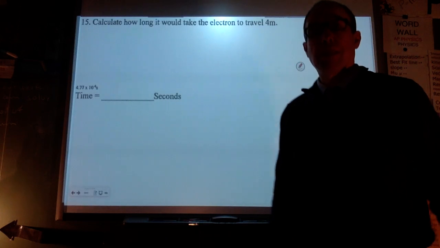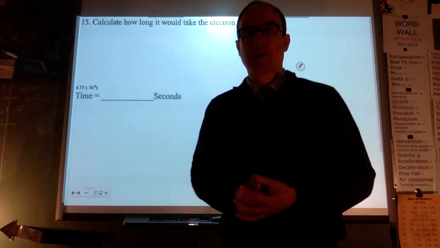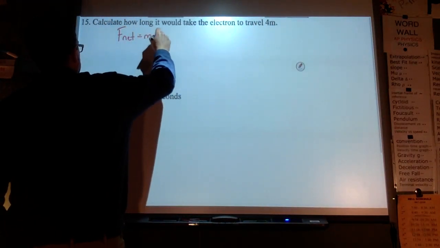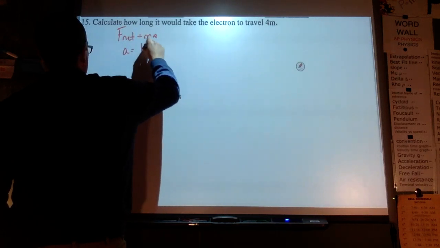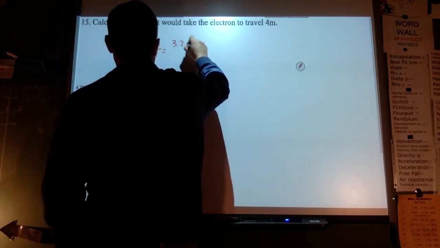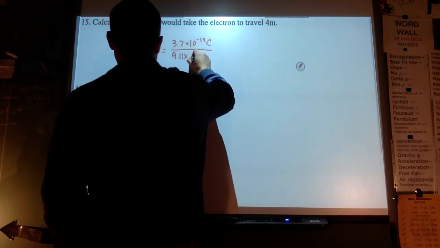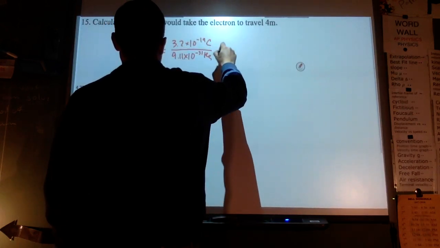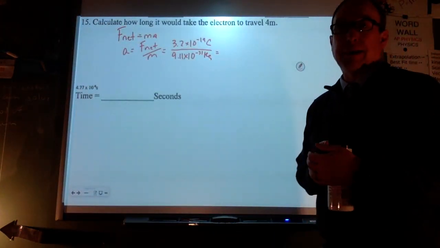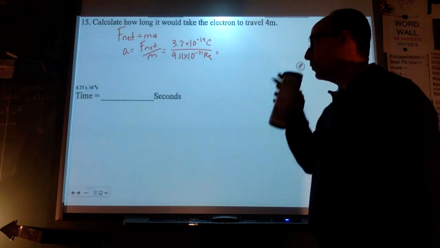Calculate how long it would take the electron to travel 4 meters. So they're going to have the same force, but they're going to have different accelerations. So I know that the acceleration is related to the second law. So my acceleration is going to be F net over M. So this is going to be my 3.2 times 10 to the negative 19, and this is going to be the mass of an electron, which I would give you. So an electron is a lot easier to accelerate because it's 1,800 times less massive than a proton.